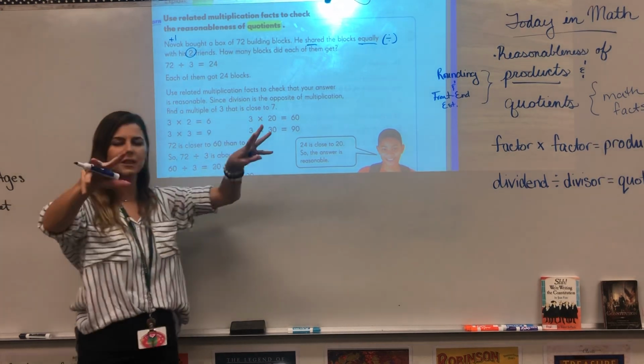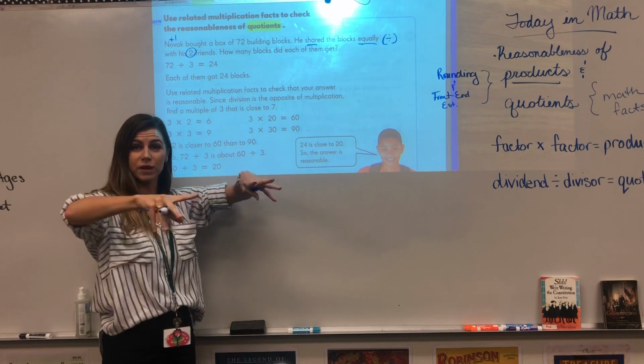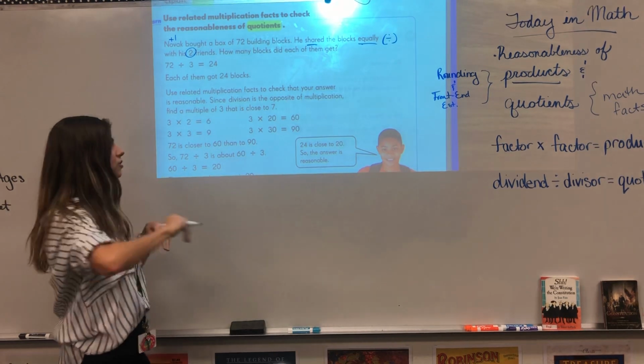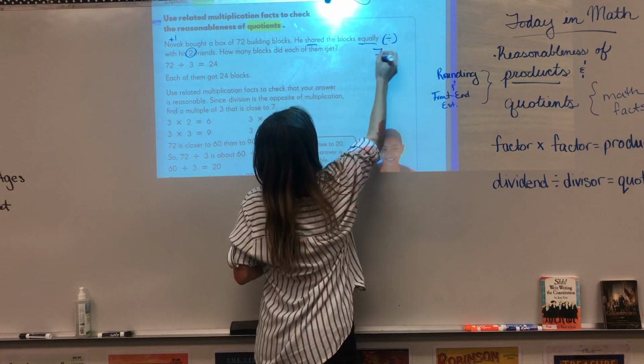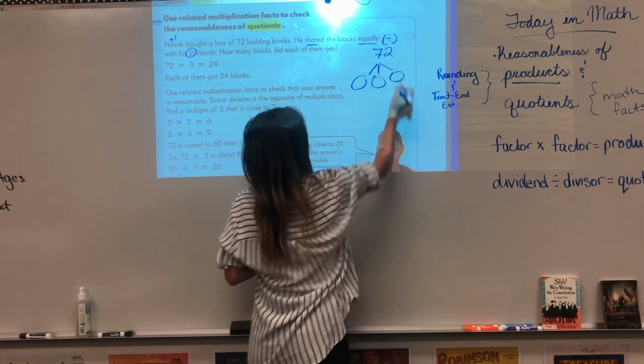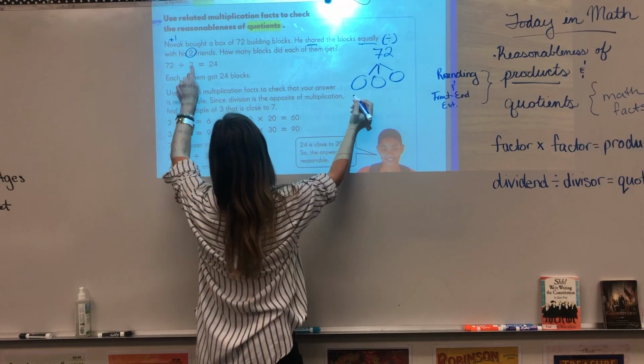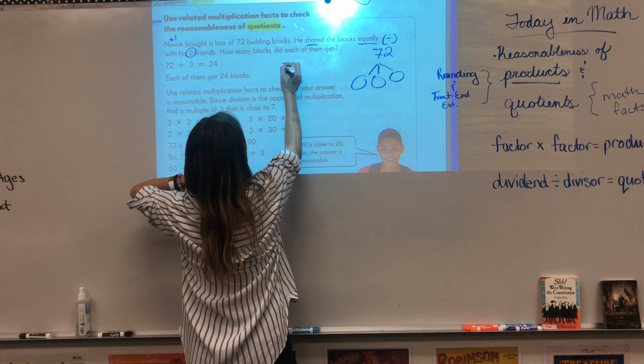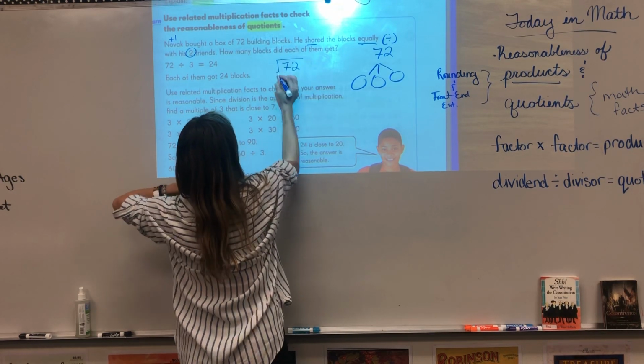You're dividing the 72 building blocks between the three of them. You're sharing them equally, so you're dividing. So you have 72 blocks, and you're putting them into 3 groups. How many does each group get? 72 divided by 3. They've already given us the answer, but we can solve again.